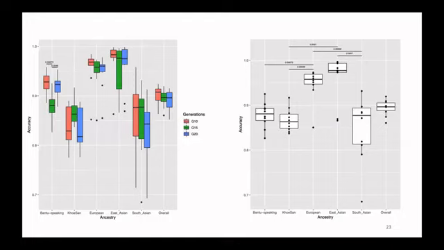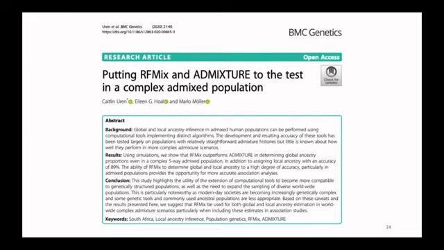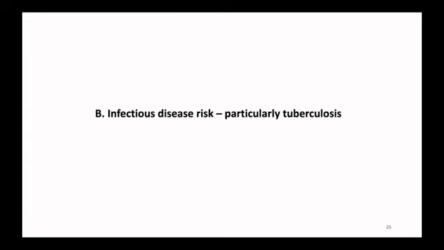And we went ahead and looked at the accuracy of local ancestry inference, and we were pleased to see that we could achieve an accuracy of close to 90% for this complex 5-way admixed population. So as I said, this was recently published in BMC Genetics in collaboration with my two hosts.